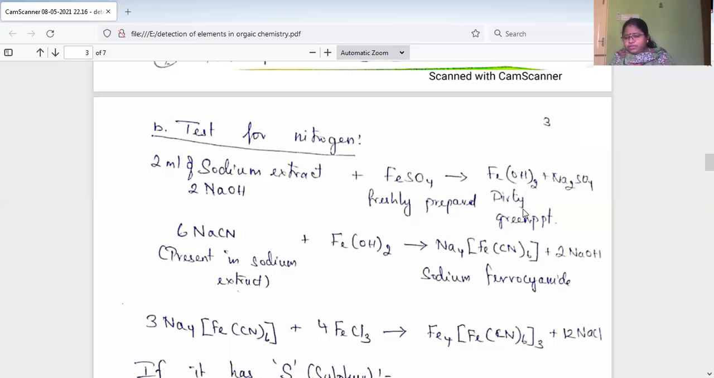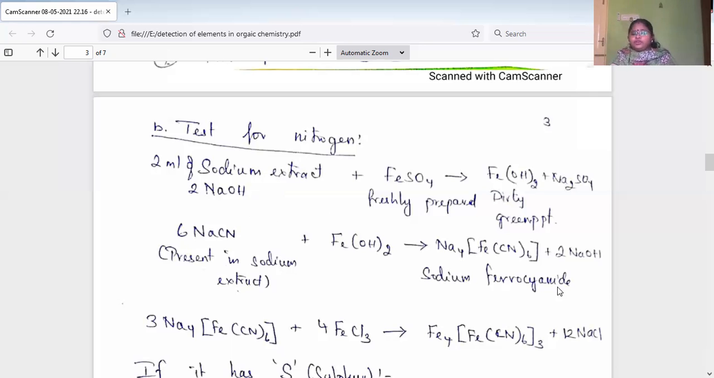Once you get the dirty green precipitate, that reacts with NaCN, which is present in the sodium extract. NaOH is also present in the sodium extract, NaCN also from the sodium extract. You have taken extract and added FeSO4, which leads to dirty green precipitate, and by adding some more sodium extract, that leads to sodium ferrocyanide. Both are sodium extract only, Lassaigne's reagent only.